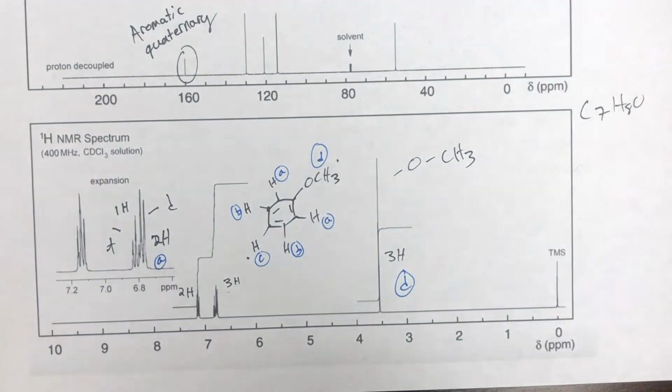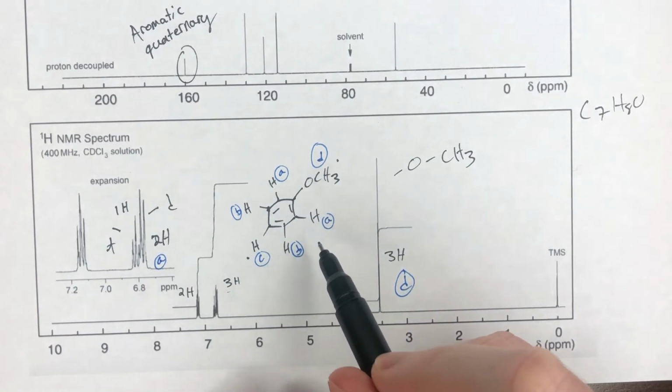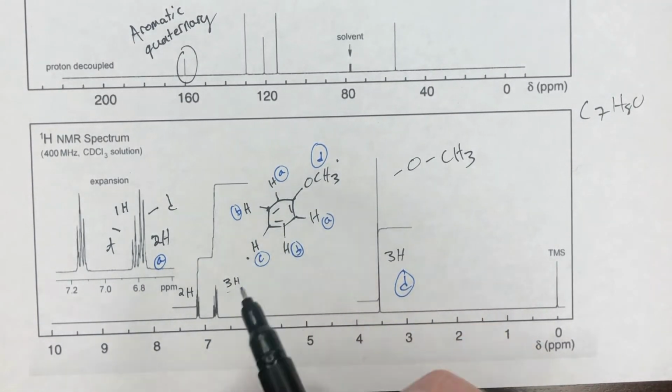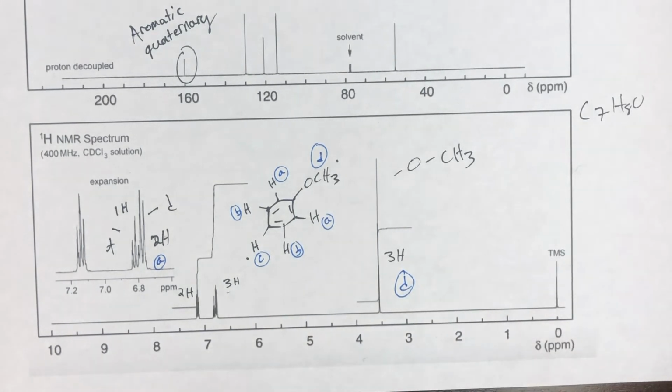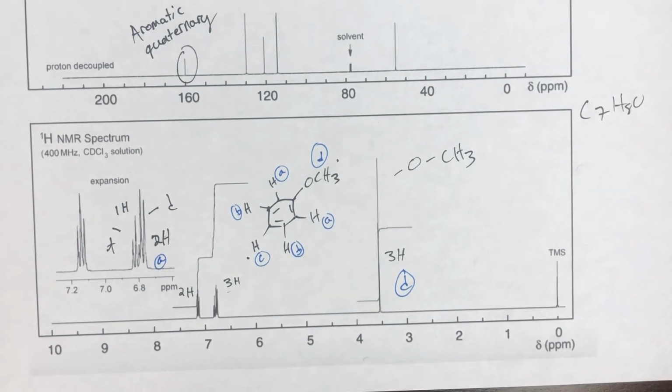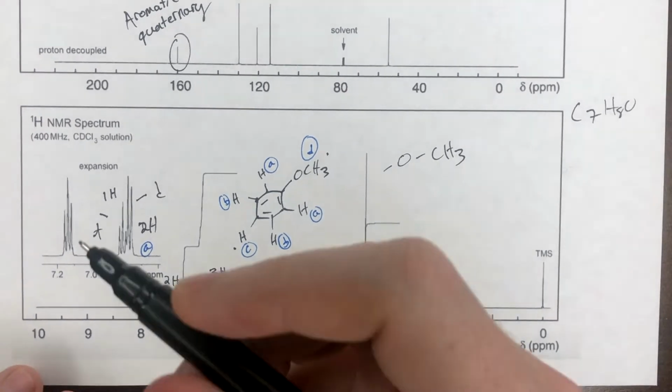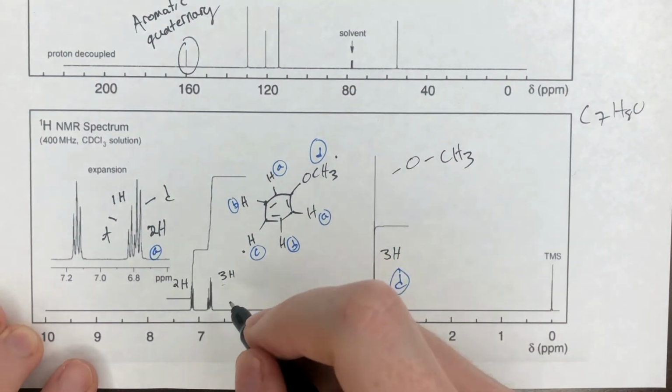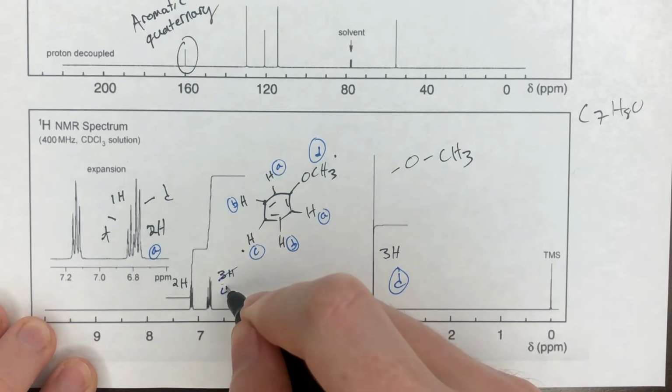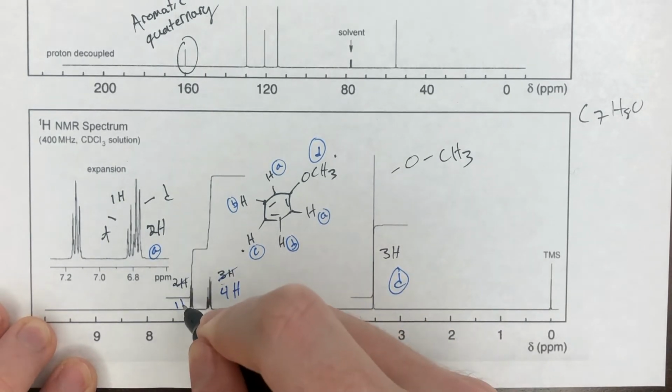Now, when you look at the next one, B, you would expect to be a 2 hydrogen triplet, as B and B are the same here due to the symmetry. And they are split by A and C each, which makes them be a triplet. So in fact, this integration here is slightly off. This should be 4 hydrogens and this should be 1.